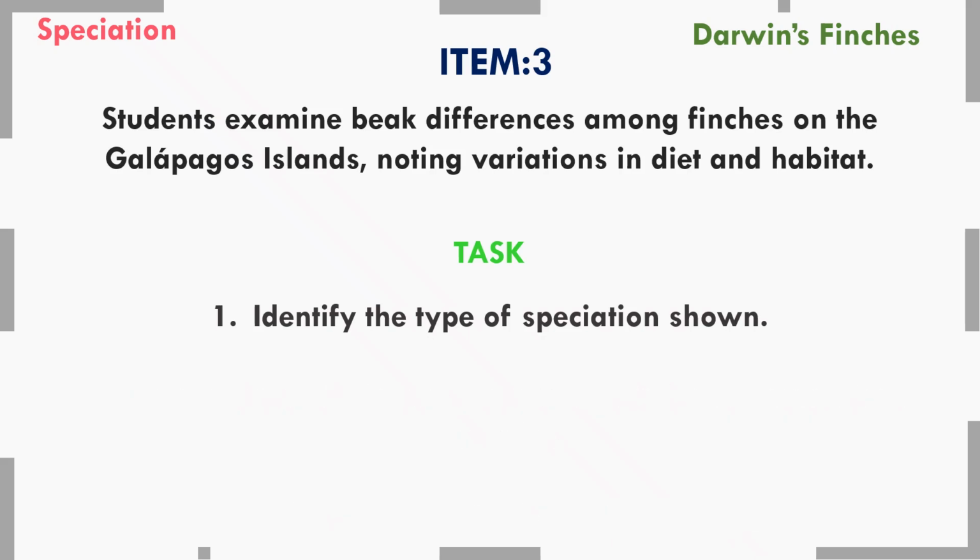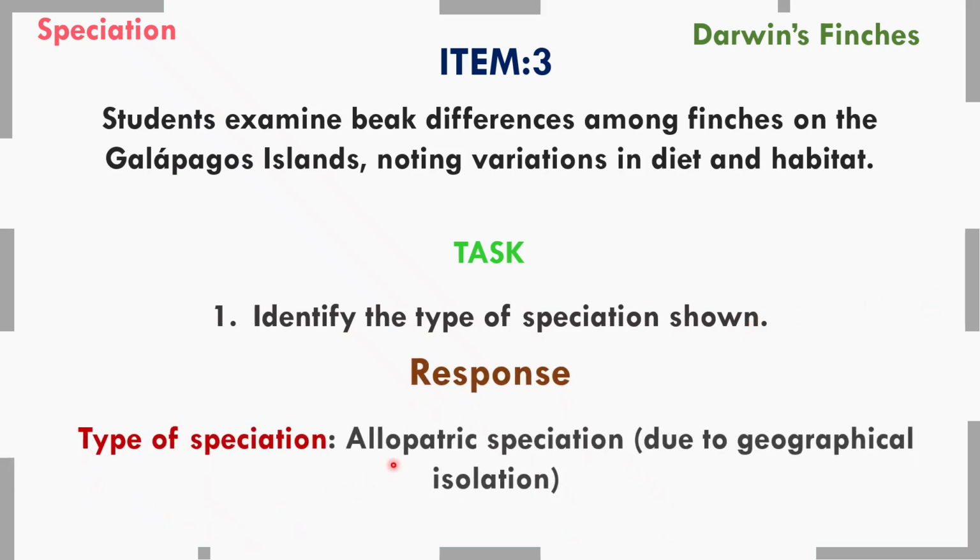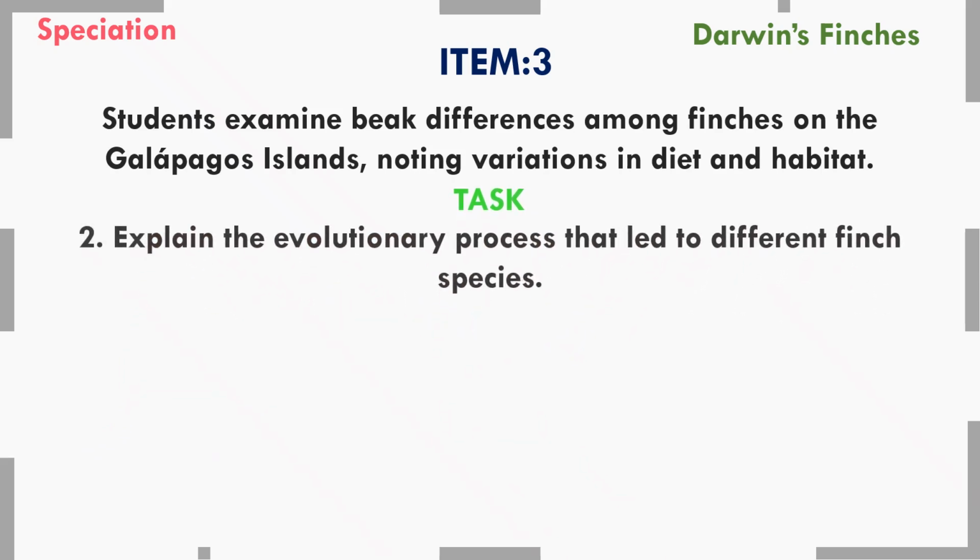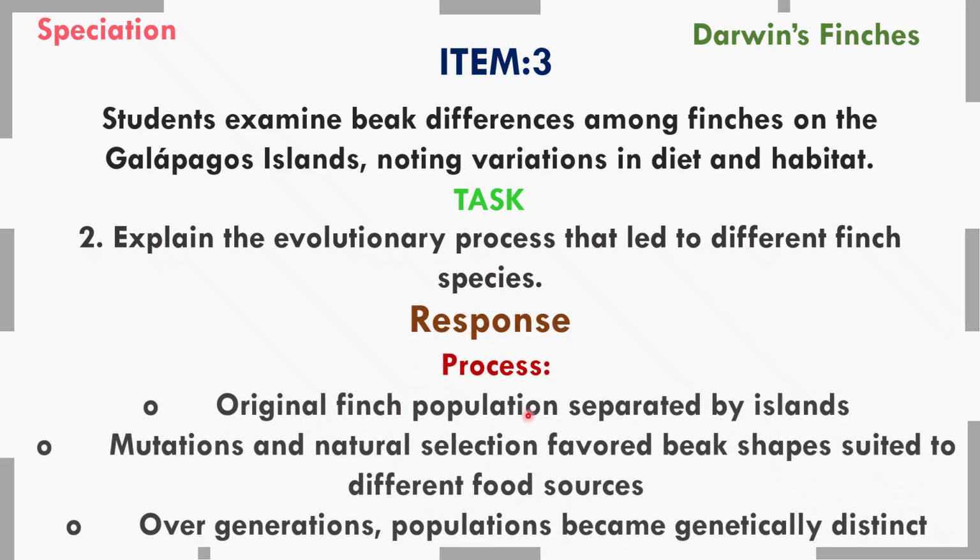Let's start with identifying the type of speciation shown. The type of speciation is allopatric speciation. This is due to geographical isolation. Explain the evolutionary process that led to different finch species. The original finch population was separated by islands. Mutation and natural selection favored beak shapes suited for different food sources. Over generations, the populations became genetically distinct.